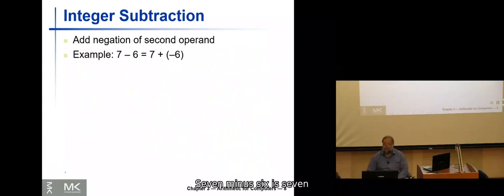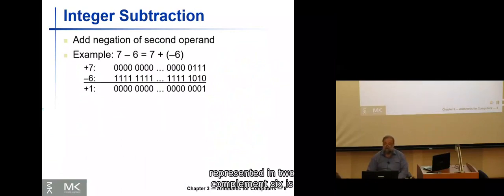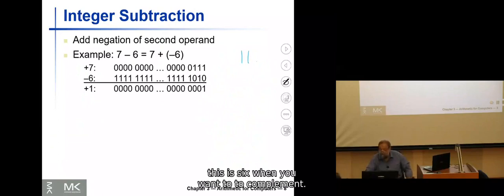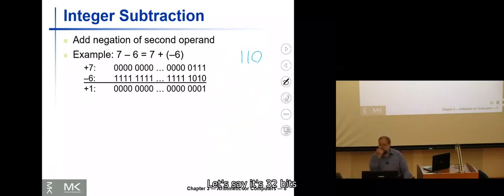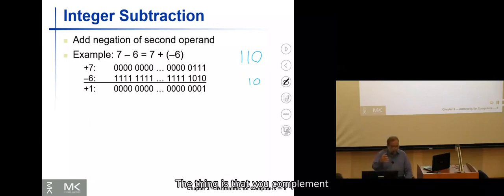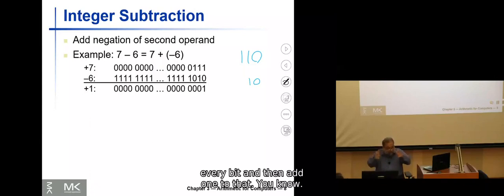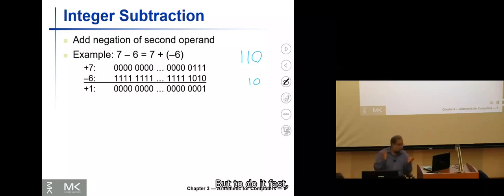Example, 7 minus 6 is 7 plus minus 6. And minus 6 will be represented in 2's complement. 6 is this: 4, 2, this is 6. When you want to 2's complement it, for example in 32 bits, let's say it's 32 bits, starting from the right, 0 is there, then the first 1 is there. You know that you complement every bit and then add 1 to that. But to do it fast, this is the way that I am telling you.